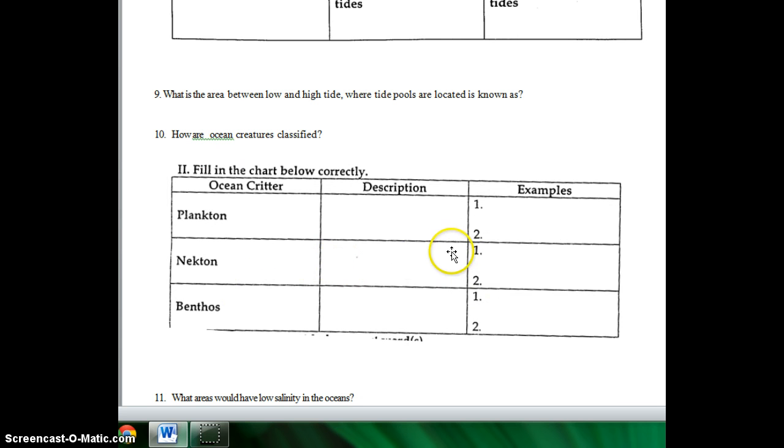Nekton are free swimmers. Those are a lot of the creatures that we think about when we think of the ocean. They can swim anywhere they want. Examples would be your sharks, your dolphins, most fish, whales.